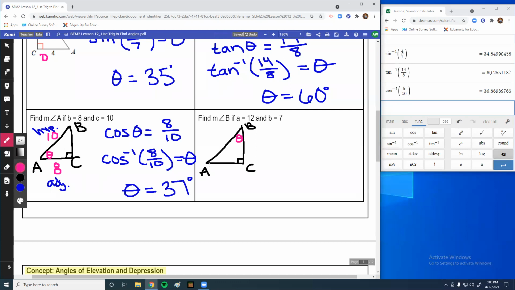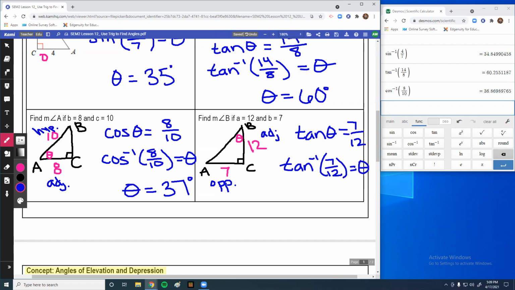A is 12. Remember, little a is across from angle A. And B is across from angle B. So we have an opposite side and an adjacent side. So opposite adjacent is tangent. So tangent theta is equal to 7/12. Inverse tangent of 7/12 is equal to theta.